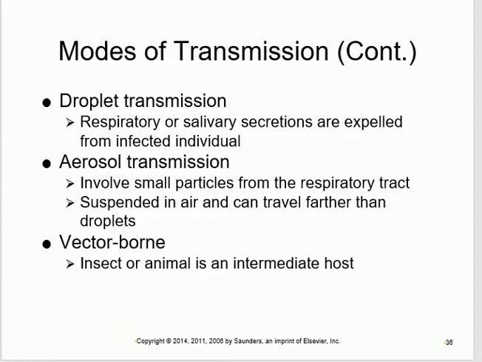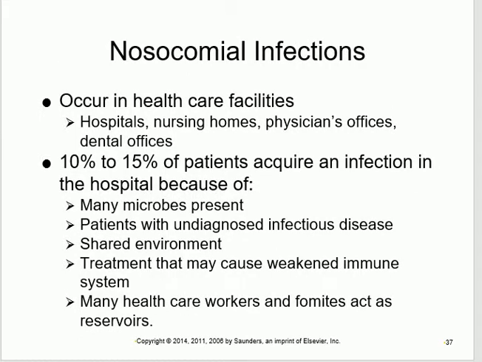The difference is droplets are a little bit bigger particles, okay? Aerosol is something that you don't really see, like somebody's coughing and it spreads all over the air and you don't even feel it or see it. Vector-borne means there is an insect or animal in between.